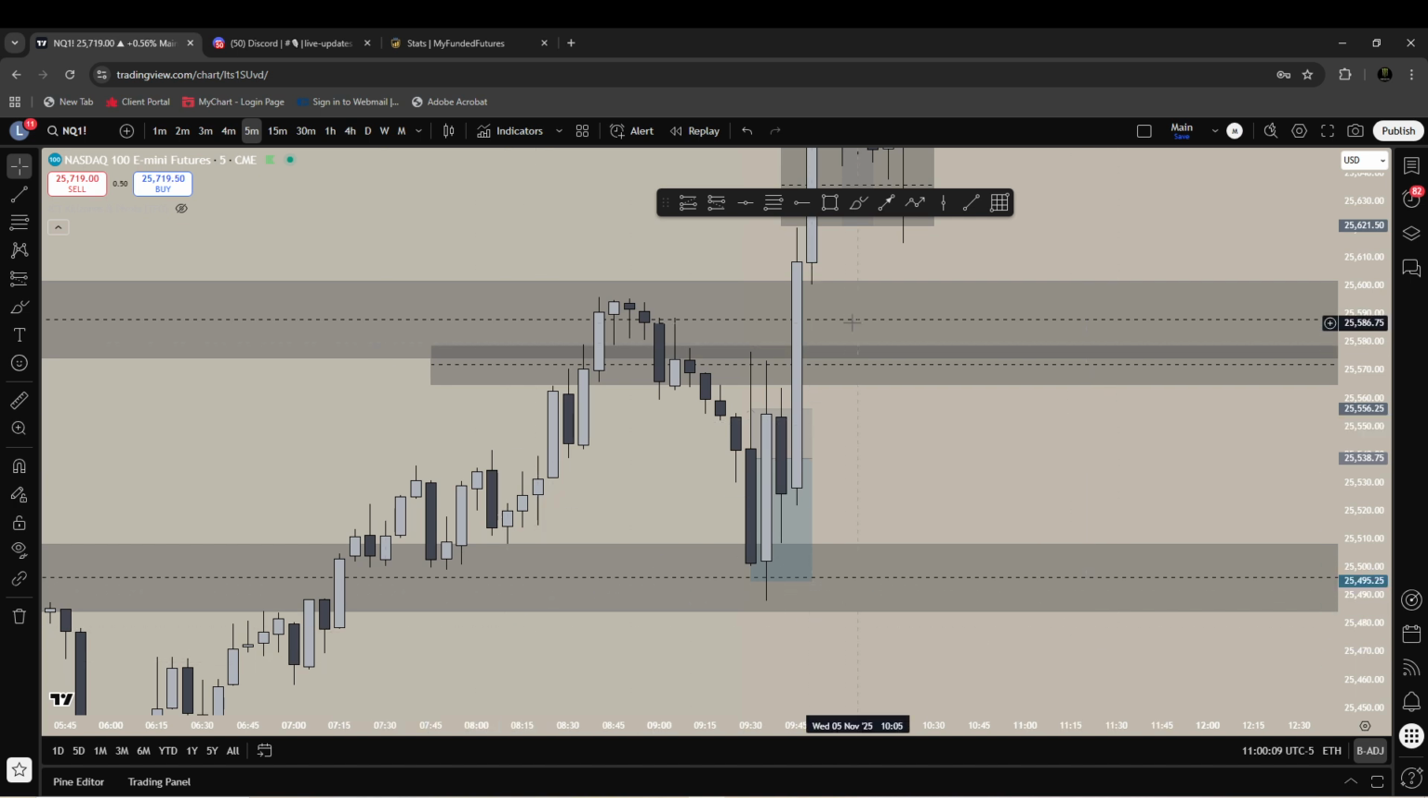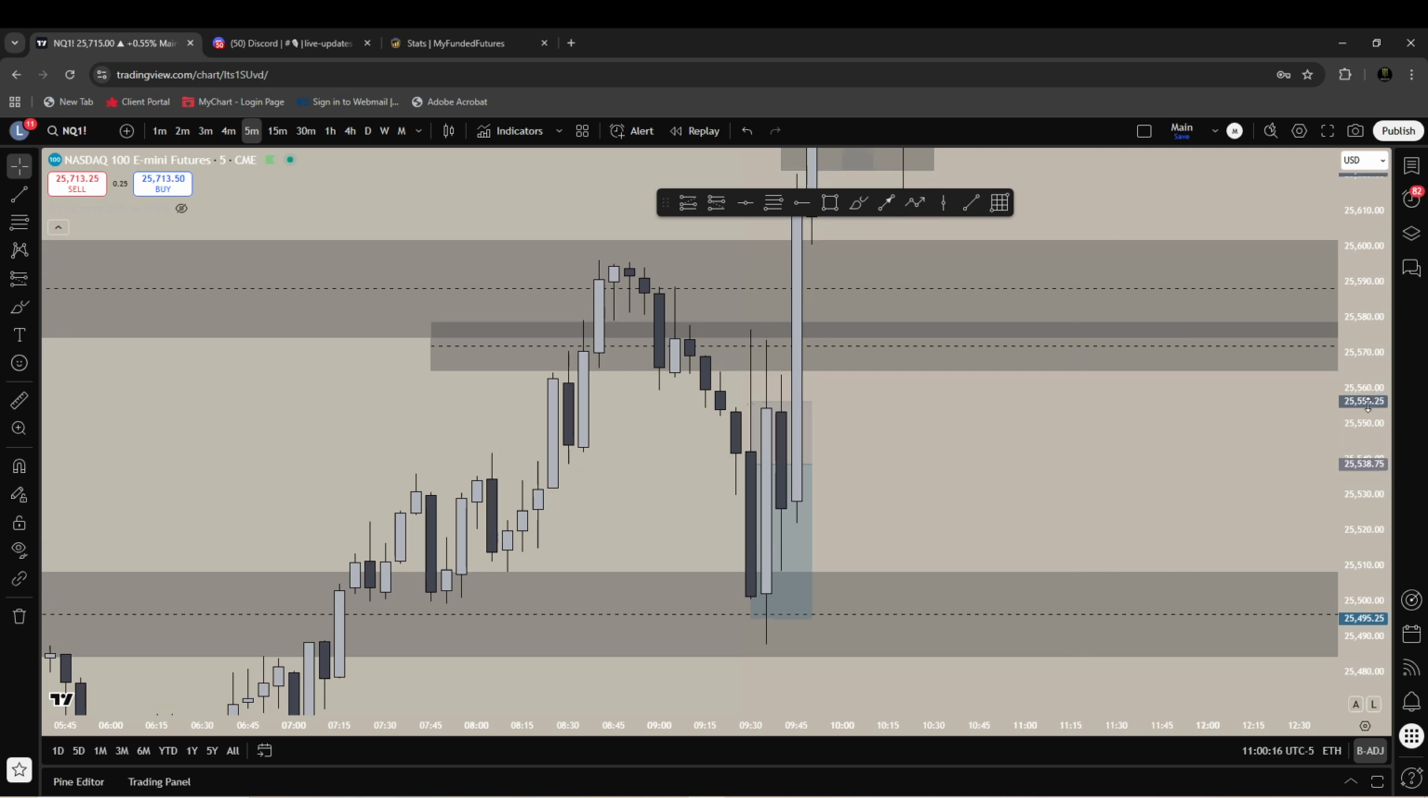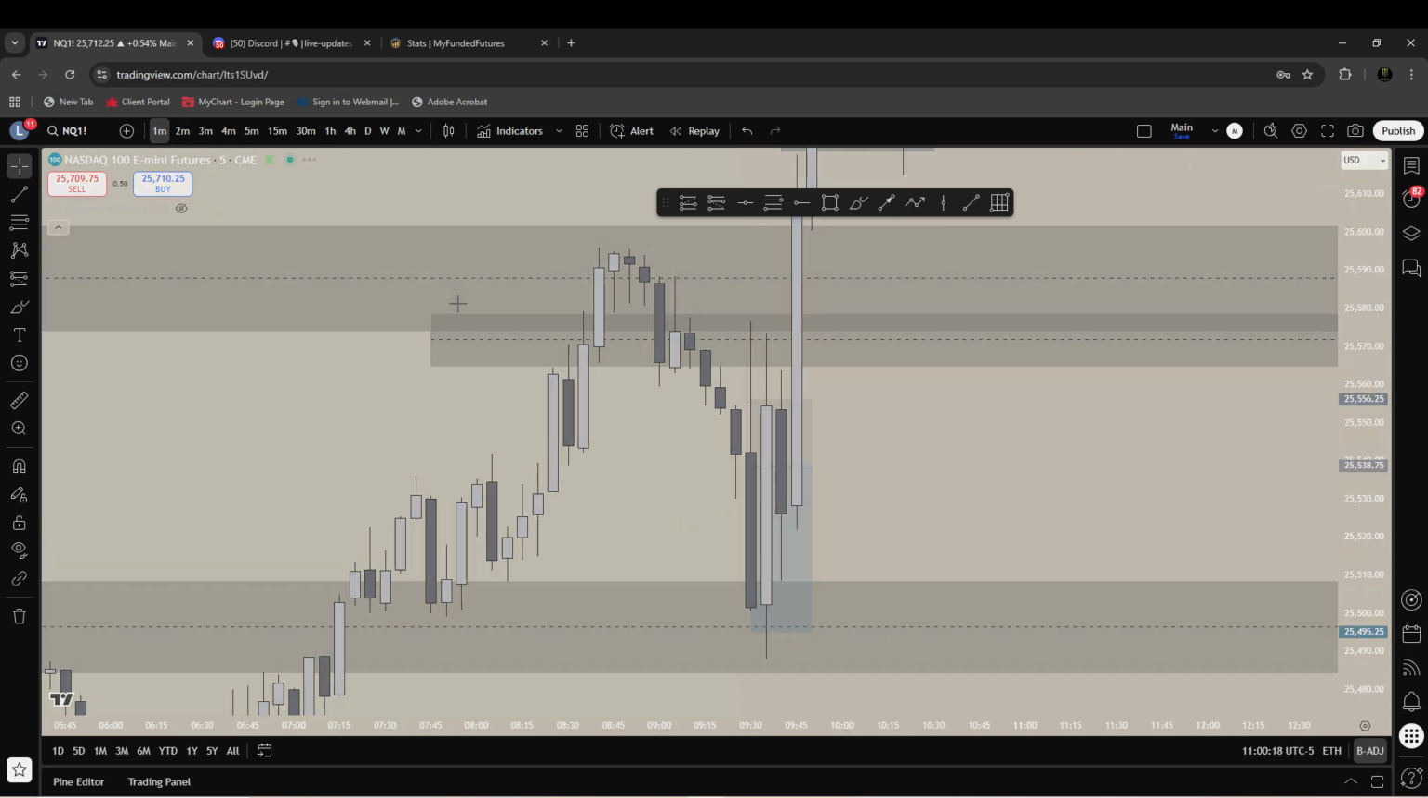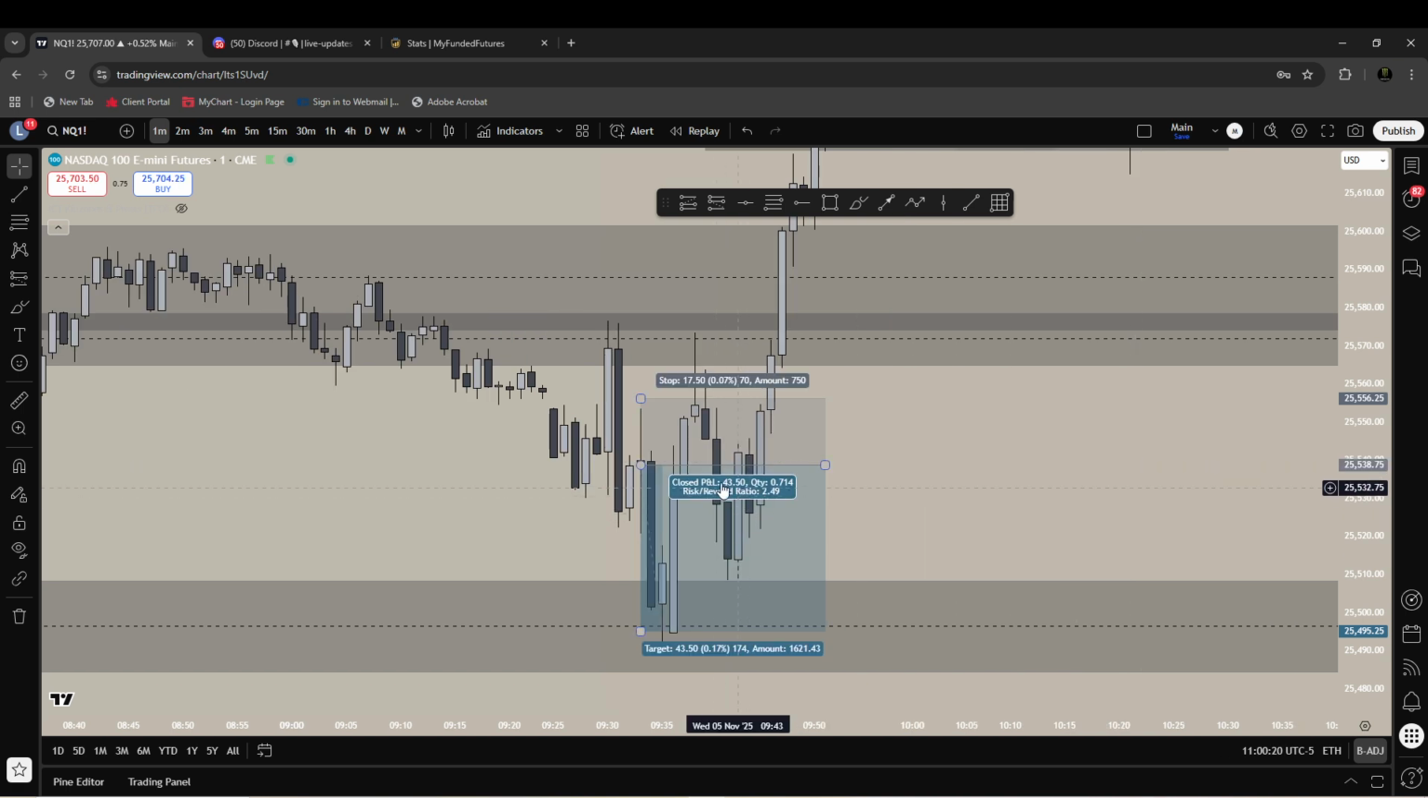I don't want to switch to ES right now just because every time I switch, my position tools just get messed up. I don't know what's going on with TradingView, if it's just my TradingView. But anyway, we end up getting an SMT off these lows, I believe, and we actually had this 1 minute inversion right here. I wanted to retest right here.